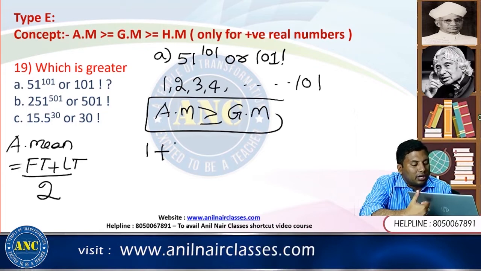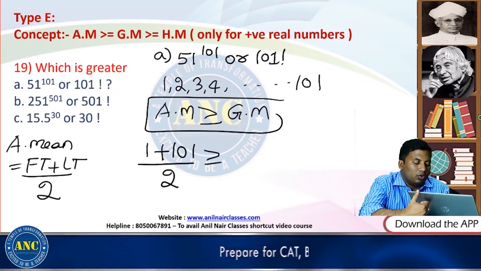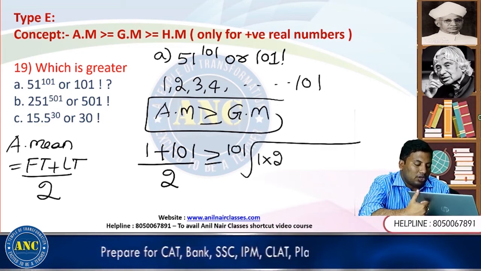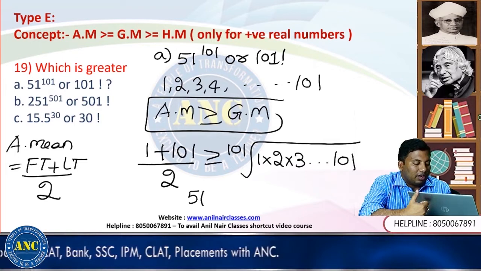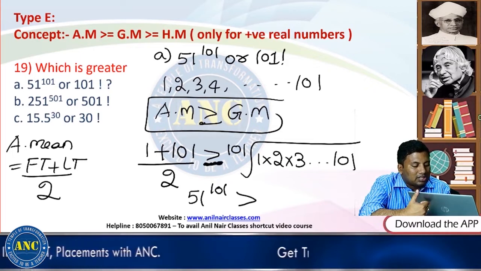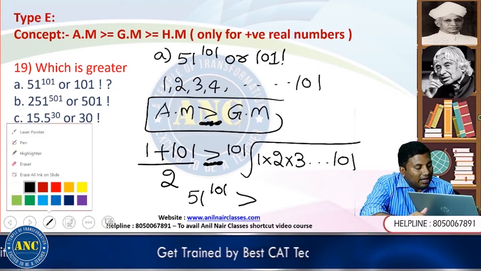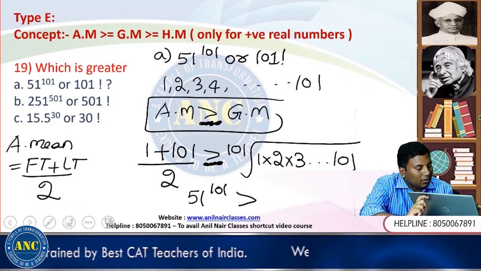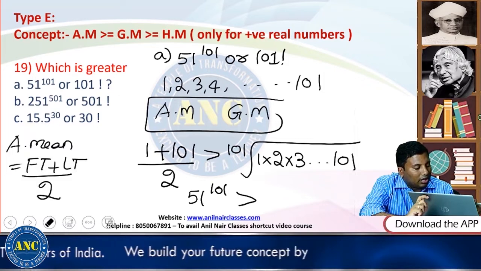So first term is 1, last term is 101, divided by 2, is greater than or equivalent to, total 101 terms are there, 101th root of 1 into 2 into 3 till 101. 102 by 2 is 51. 51 power 101, it cannot be equivalent to because the numbers are different. Only if the numbers are same, I will get an equal to sign. So this will not come.